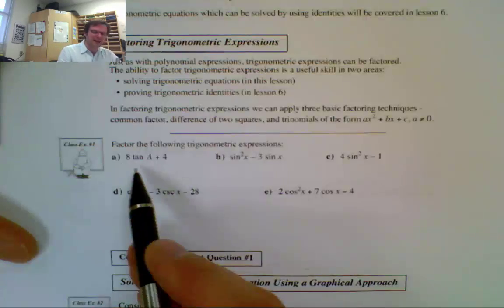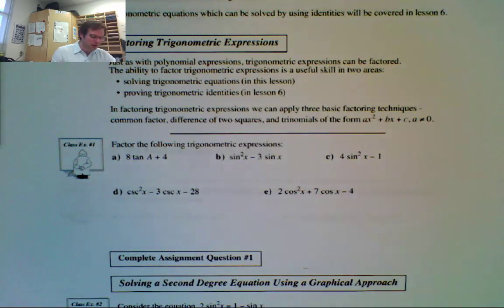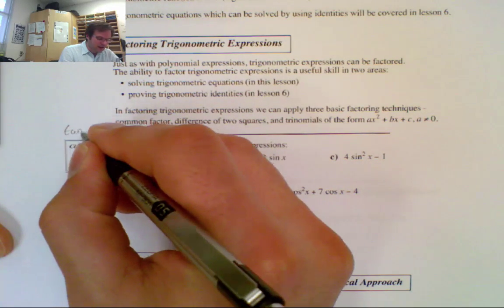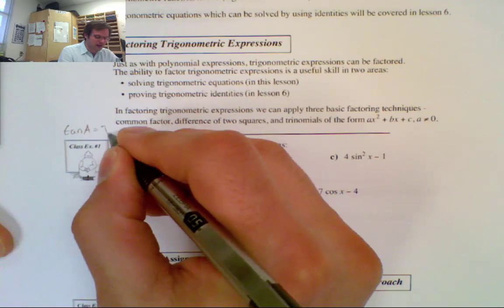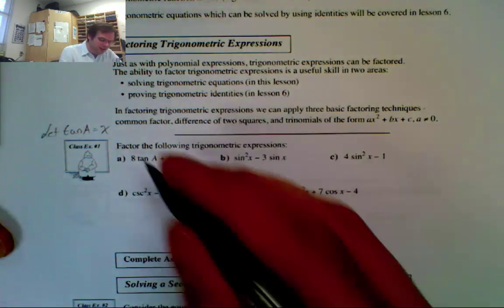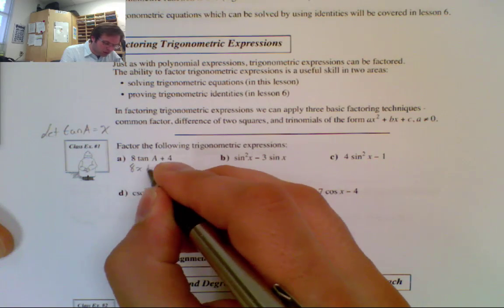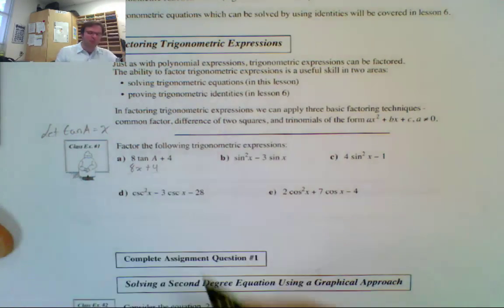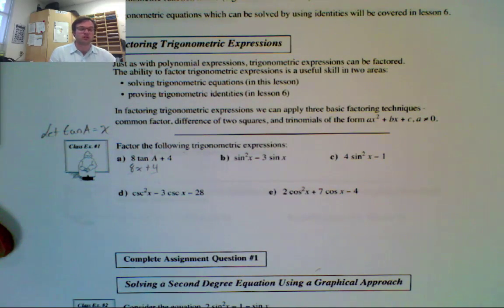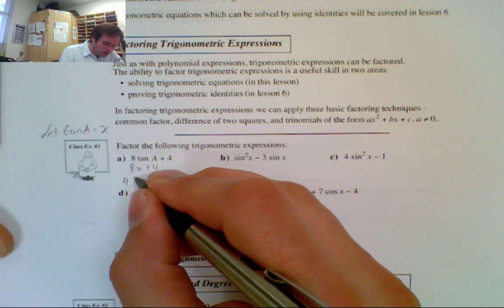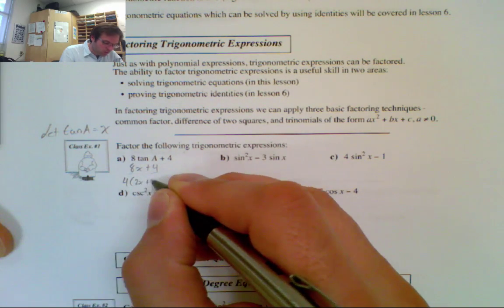If I have 8 tan A plus 4, that looks complicated, but let's just say tan A is the same thing as x. We're going to let tan A equal x. So in this case, that's like saying 8x plus 4. Now to factor this out, we can just go back from way back in the day. We can divide both of those by 4, so that's the same thing as 4 times 2x plus 1.